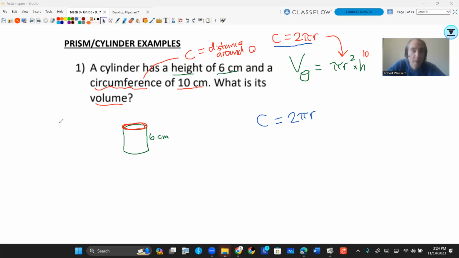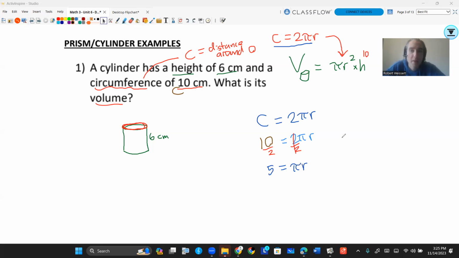And we're going to substitute what we have in for c, which is 10. And that's going to equal 2 pi r. Now, to solve that for the radius, you're going to have to divide by the 2 and the pi. So you can take the 10 and divide by 2 if you want to get rid of that number first. And that's going to give you 5. So 5 equals pi times the radius.